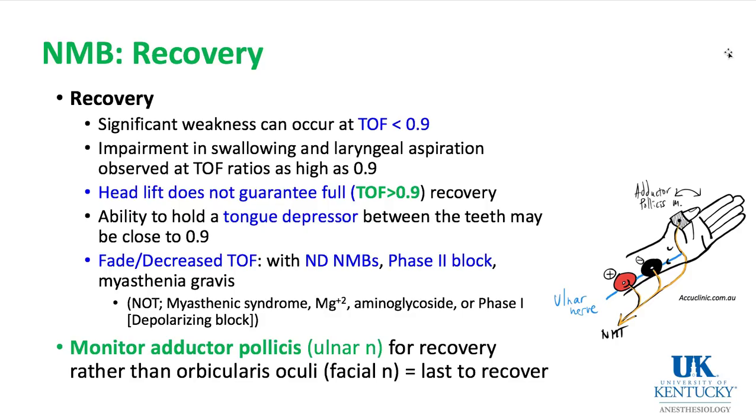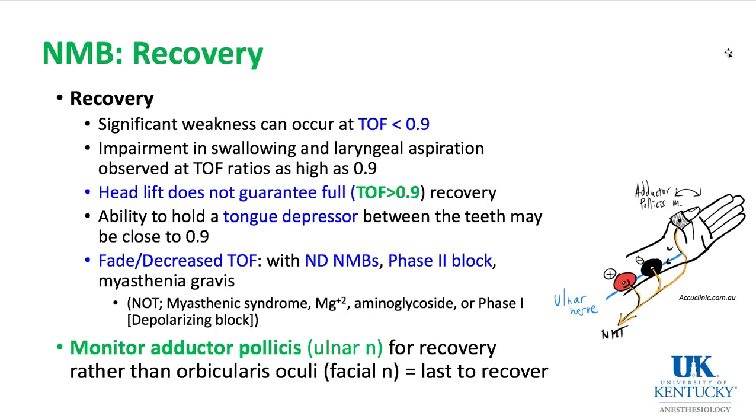And a fade or decreased train of 4 can occur with myasthenia gravis. We don't see fade with myasthenic syndrome. Remember, myasthenic syndrome, as you exercised a muscle, it got stronger. We also don't see it with magnesium or the aminoglycoside antibiotics, or a phase 1 depolarizing block of succinylcholine does not have fade.